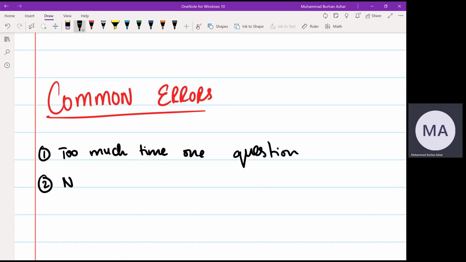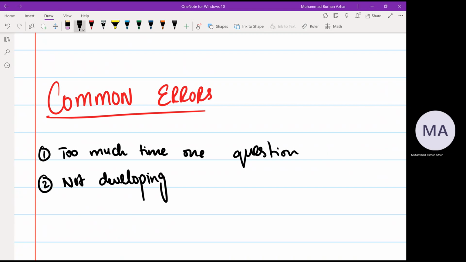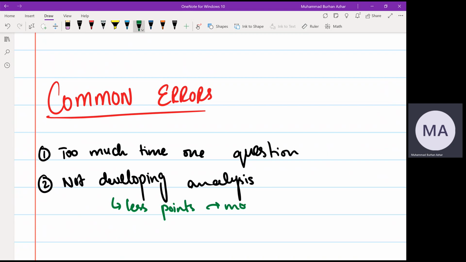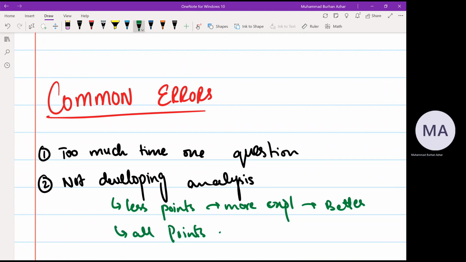Then, not developing analysis, that is, leaving the point incomplete and moving ahead. So remember one thing: fewer points with more explanation is better than all points but no explanation. This is not good.